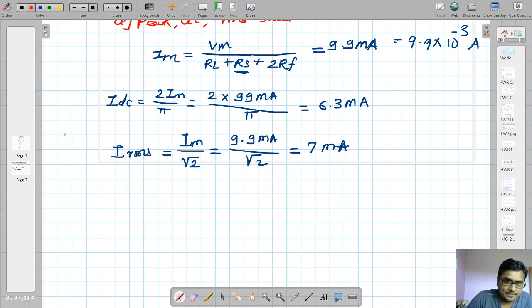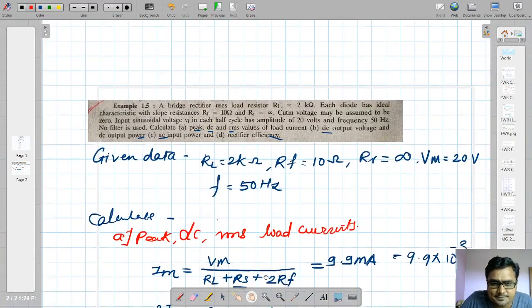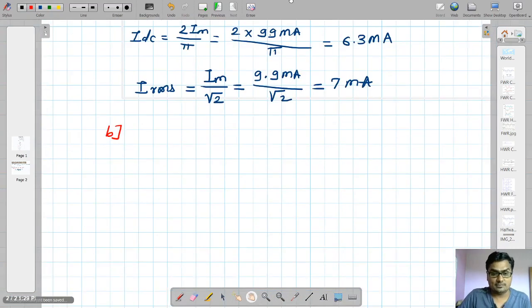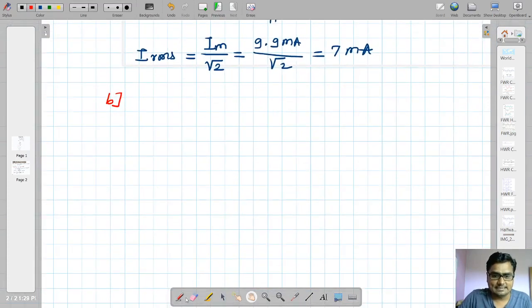Now what is part B? Let me check what is part B. Part B is DC output voltage and DC output power. DC output voltage, that is VDC, and DC output power, so it means PDC, I think. That's what they want. First let us calculate what is VDC.